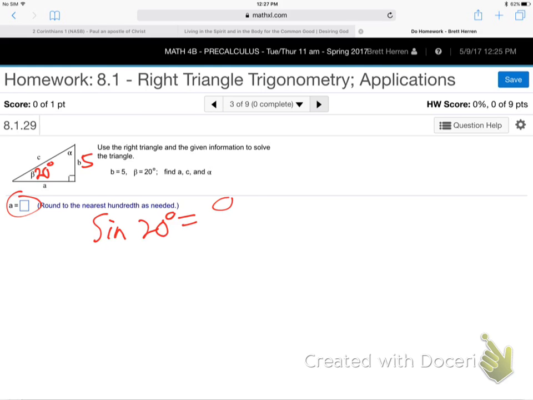Well, sine is opposite over hypotenuse, right? So SOHCAHTOA. The opposite is the 5, right? The hypotenuse is the C.